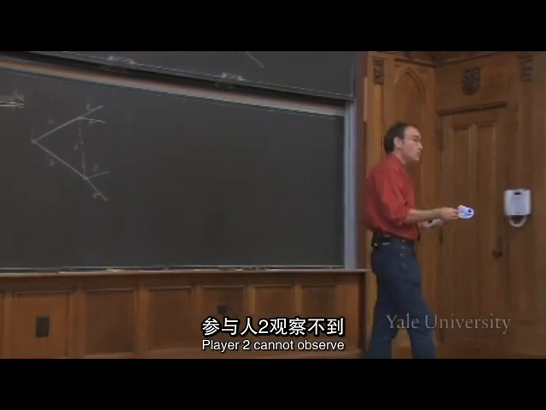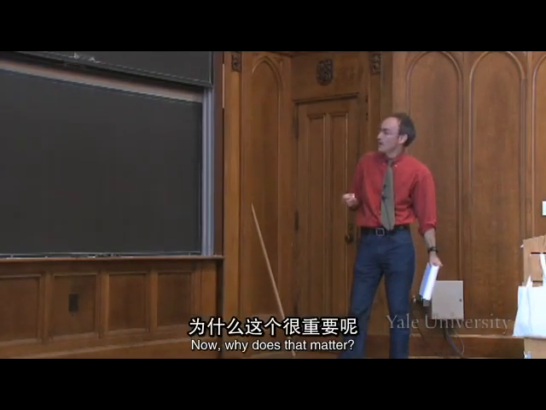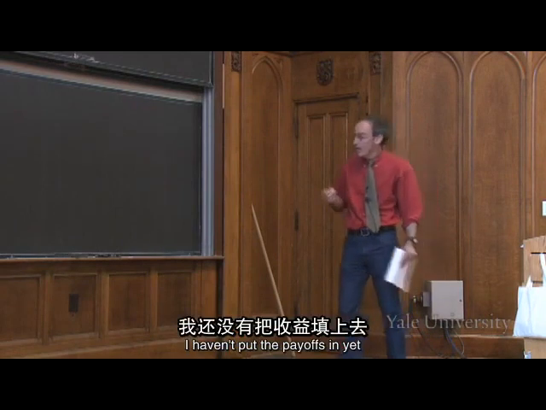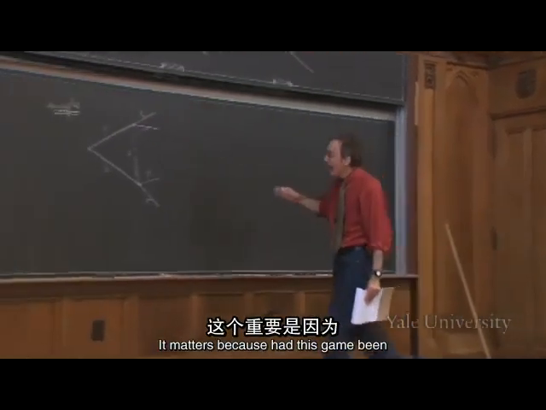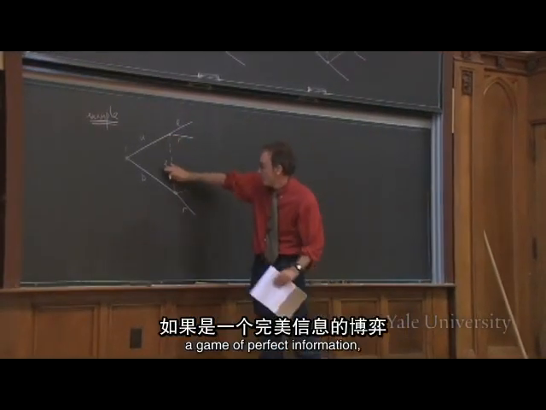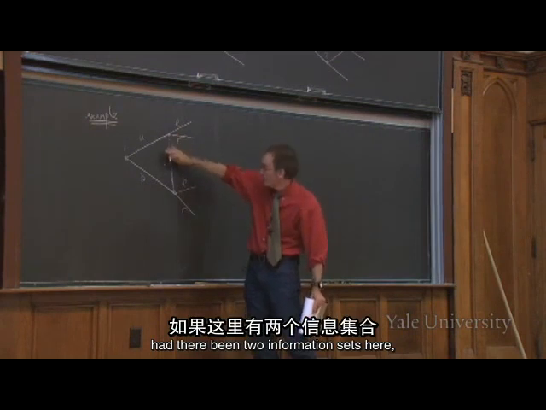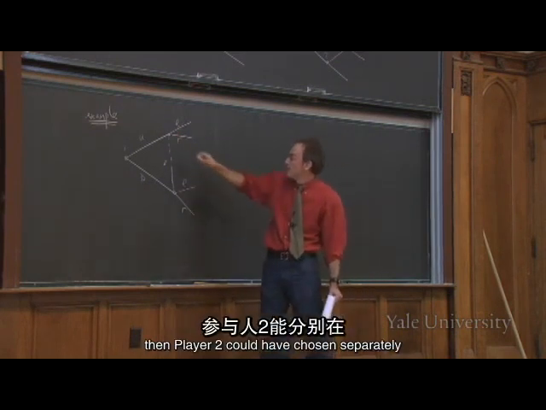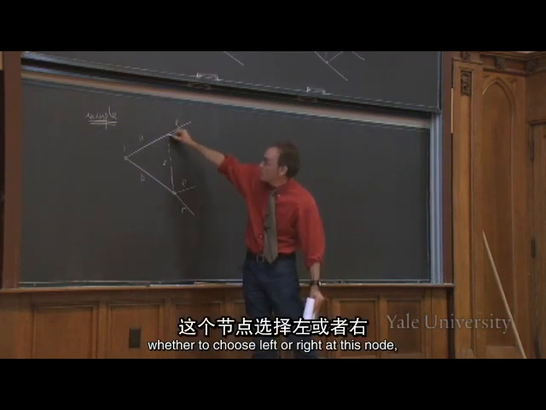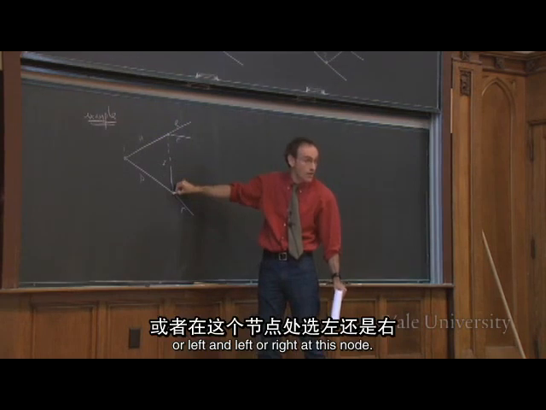Player 2 cannot observe whether player 1 chose up or down. All right, now why does that matter? I haven't put the payoffs in yet, but I will in a second. It matters because had this game been a game of perfect information, had there been two information sets here, this dotted line not been there, then player 2 could have chosen separately whether to choose left or right at this node, or left or right, and left or right at this node.